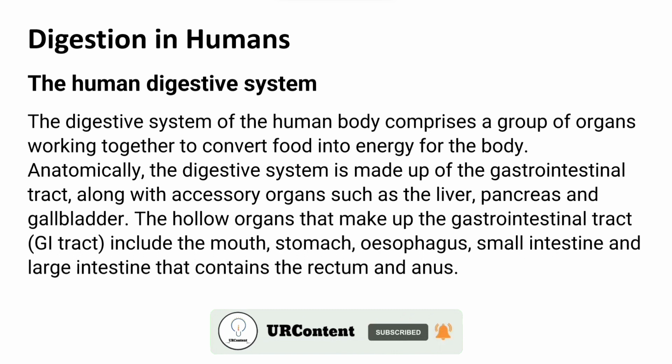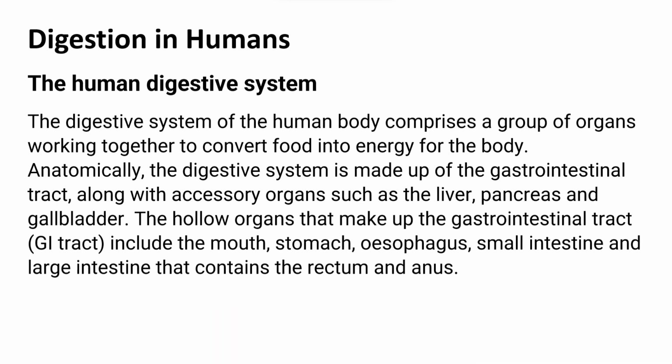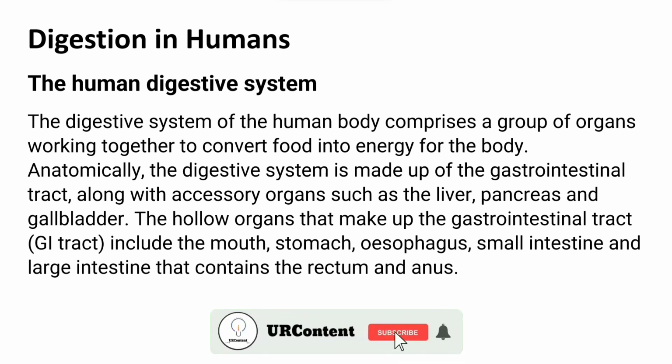Digestion in humans. The human digestive system. The digestive system of the human body comprises a group of organs working together to convert food into energy for the body. Anatomically, the digestive system is made up of the gastrointestinal tract, along with accessory organs such as the liver, pancreas, and gallbladder. The hollow organs that make up the gastrointestinal tract, GI tract, include the mouth, stomach, esophagus, small intestine, and large intestine that contains the rectum and anus.